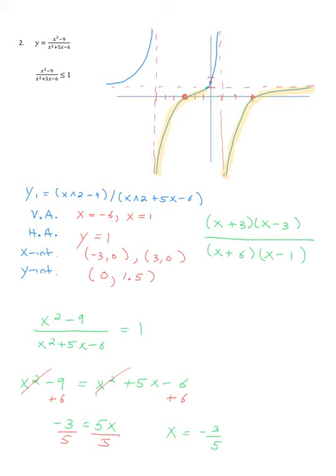Let's write down our answer. The answer to the inequality is everything from -6 to -3/5 and including -3/5, but also everything from 1, not including it, all the way to positive infinity.